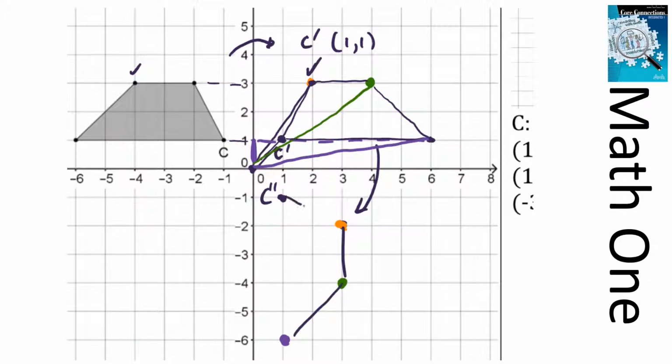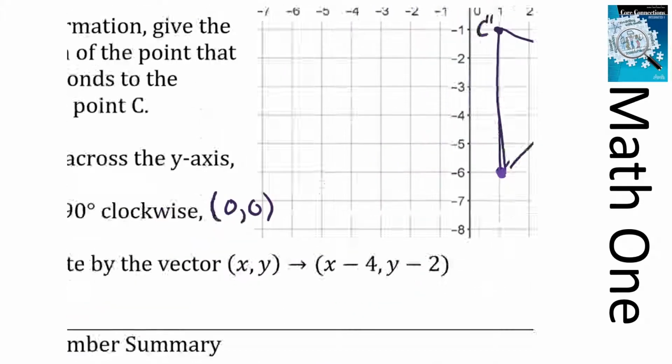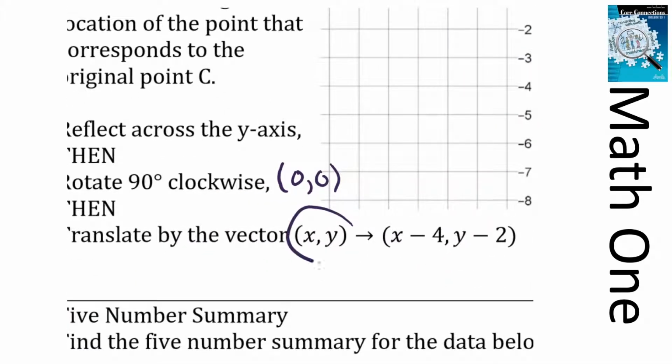So I end up with this new trapezoid here. This is what it looks like after this rotation of 90 degrees about the origin. This origin is my center of rotation. And then when I'm done with that, you'll notice that C double prime now is located at the point 1, negative 1. Now I'm going to do this one last time. The last thing that I'm asked to do is to translate by a vector. And it says every x, y that you have, you're going to take your current x value and subtract 4, and take your current y value and subtract 2 from that. So subtract 4 from x and subtract 2 from y.